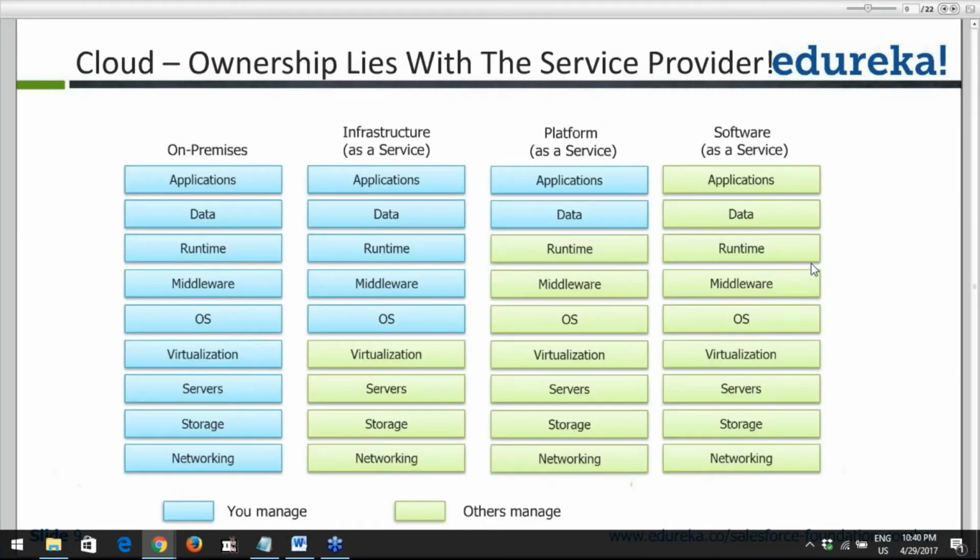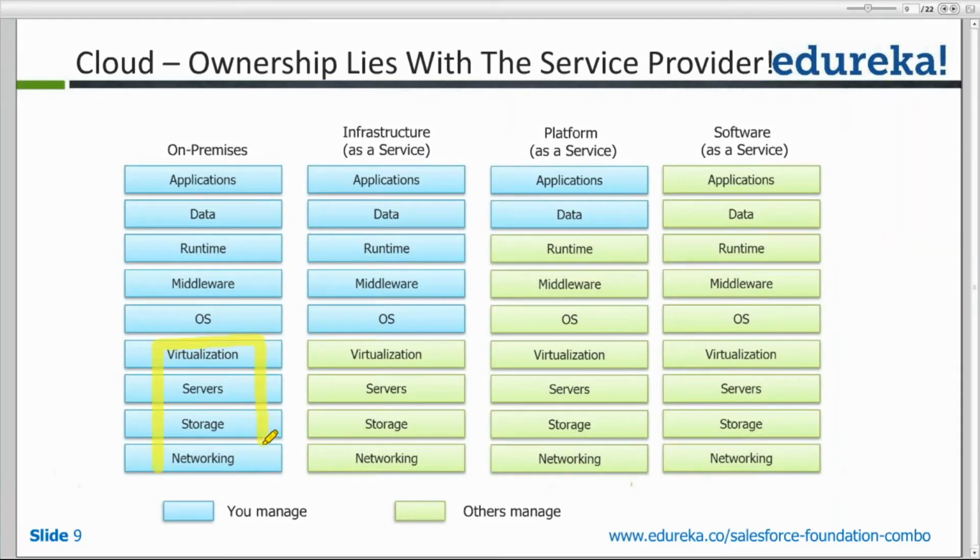So the same thing, if you look at it. If you see here on premises, network, storage, server, virtualization, that is the infrastructure. This is the infrastructure. In the on-premise model, the infra, then this is the platform, and this is the software, everything you manage.